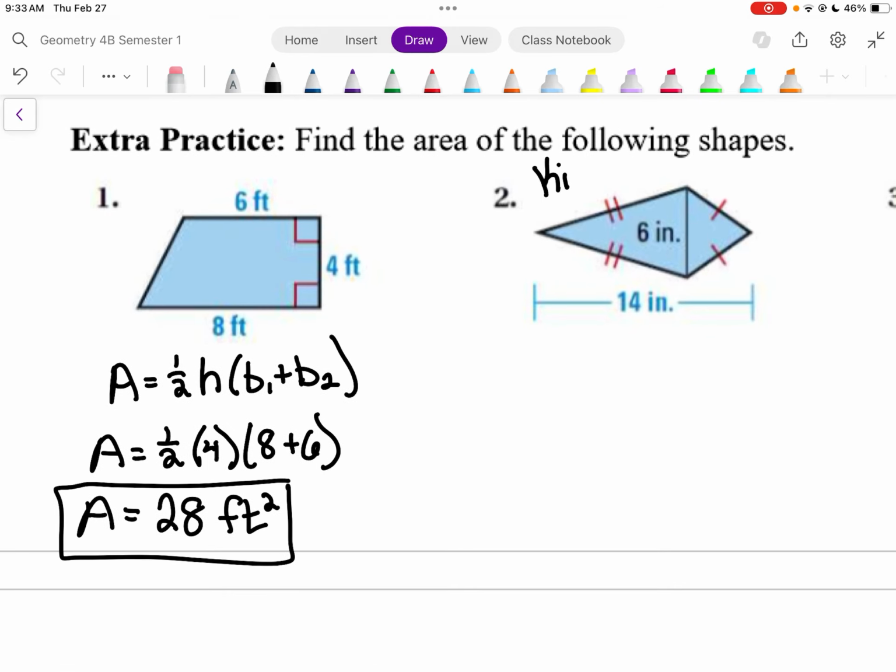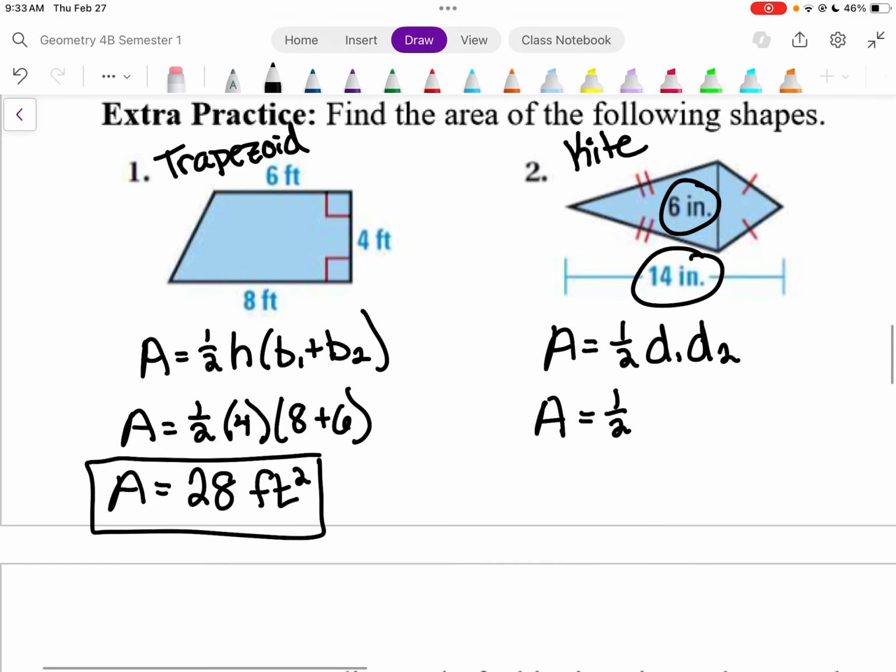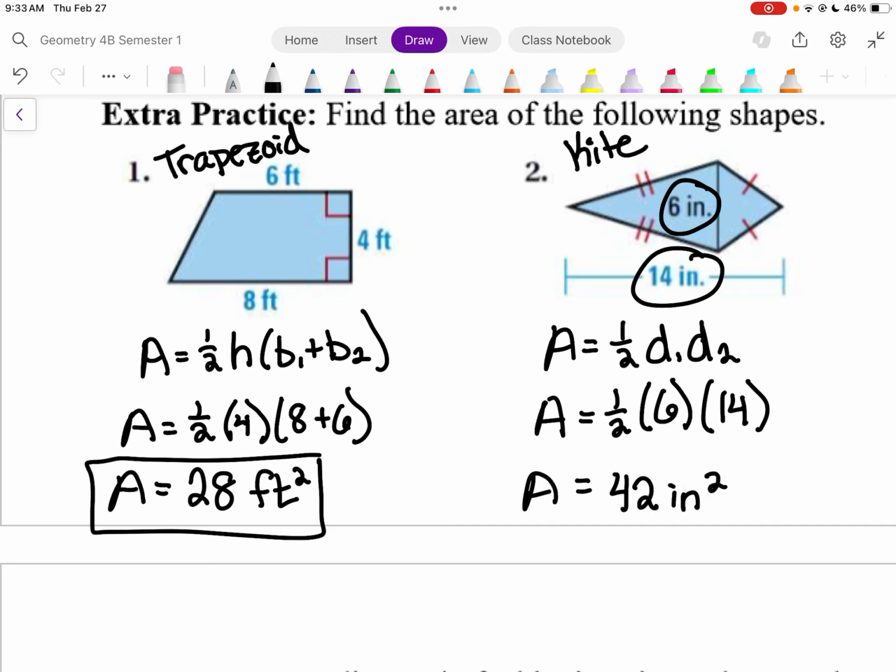Then for example 2, this one is a kite. I'll just write the names up here. So once we have our kite, we know that area formula is 1/2 diagonal 1 times diagonal 2. This one, they gave us both of the diagonal lengths, so you don't have to worry about adding anything together to get those lengths. And it doesn't matter if you put 1/2 times 6 times 14, or if you put 1/2 times 14 and then times 6. Both will get you to the same answer at the end. And that would end up being 42 inches squared.